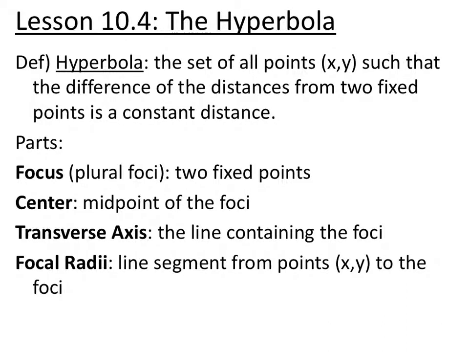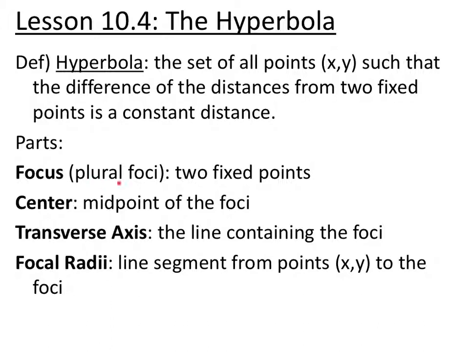Section 10.4 is the last section of conic sections. We're going to be talking about the hyperbola. You should notice a lot of similarities between the ellipse and the hyperbola. For the definition, the one thing you'll notice will change is instead of the sum of the distances between two fixed points being constant, it's the difference of the distances.